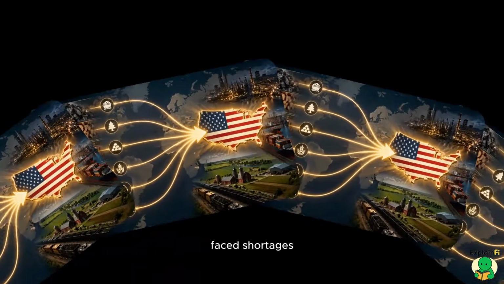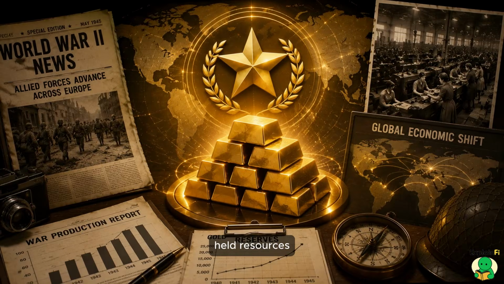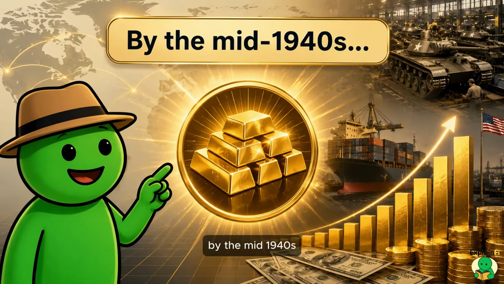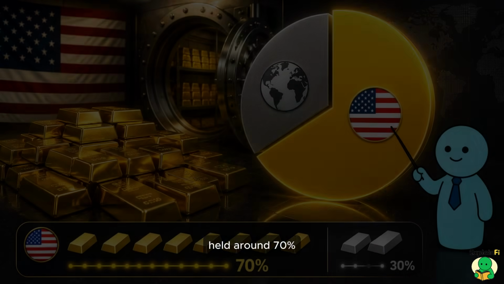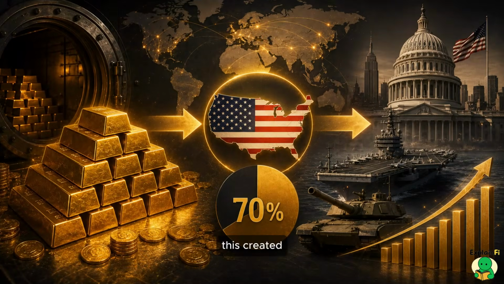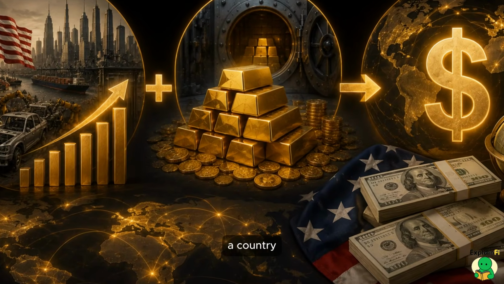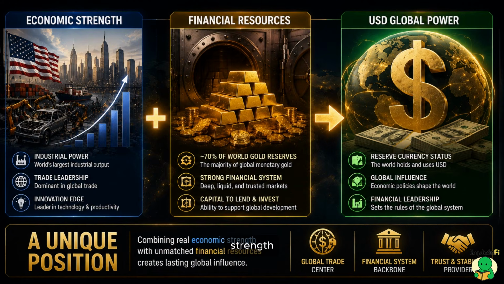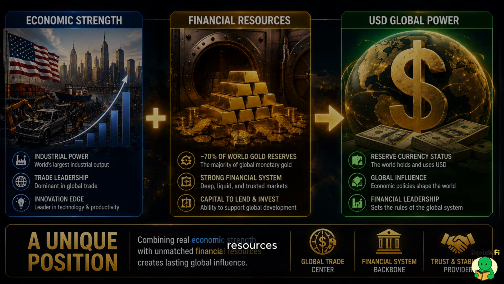While others faced shortages, the U.S. held resources. By the mid-1940s, the United States held around 70% of the world's gold reserves. This created a unique position, a country with both economic strength and financial resources.